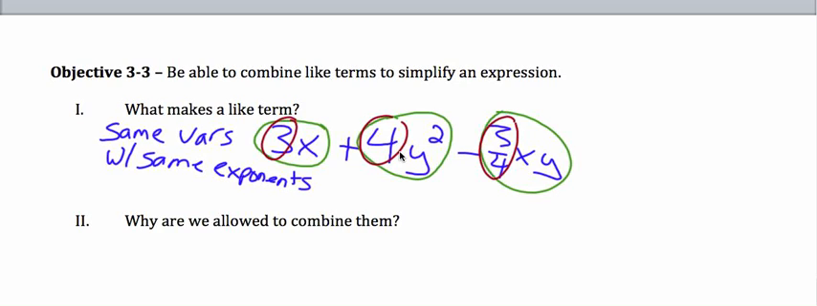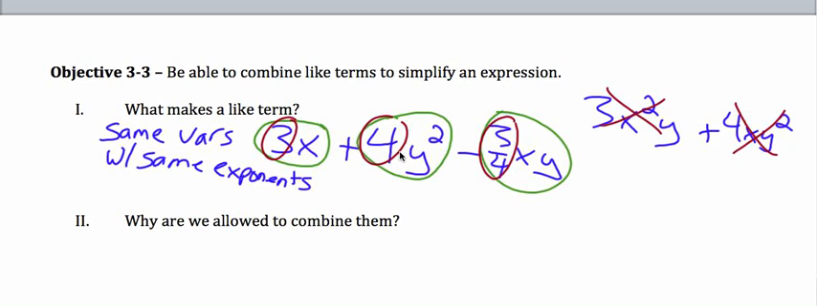Now, just because they have the same variables and the same exponents, remember they have to actually be on the right variable too. So like 3x squared y and 4xy squared, they both have an x and a y. They both have an exponent of 1 on one of the variables and 2 on the other, but it's not the right way around. Those two would not be like terms. It would actually have to be another term with x squared y in it for them to be like terms.